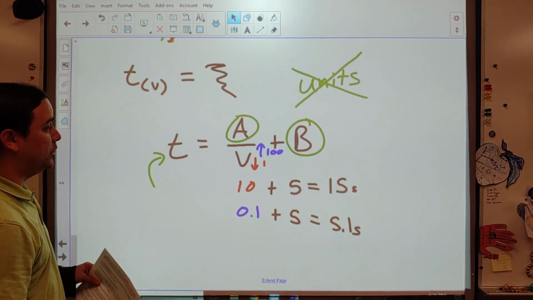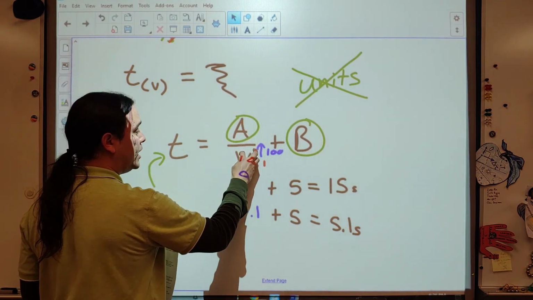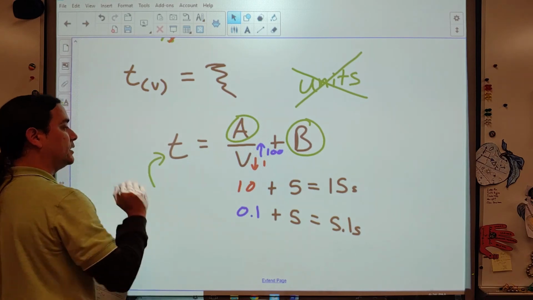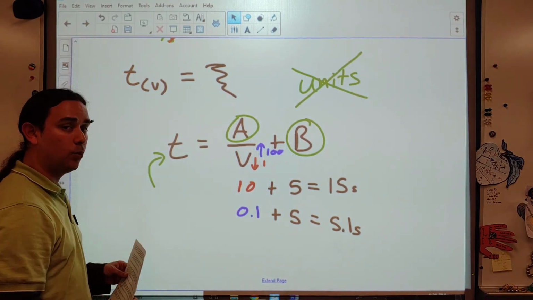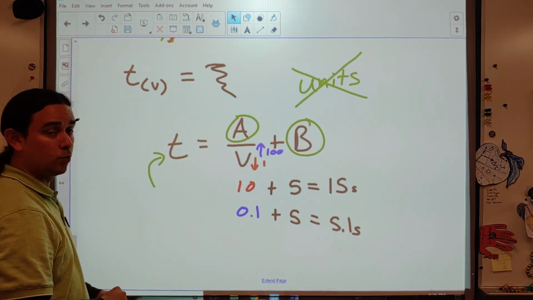In order to answer these questions about what's wrong with the equation, you have to look at what's changing and what it predicts with your outcome and see what happens. All right, these take some practice, but it's one way to look at them.